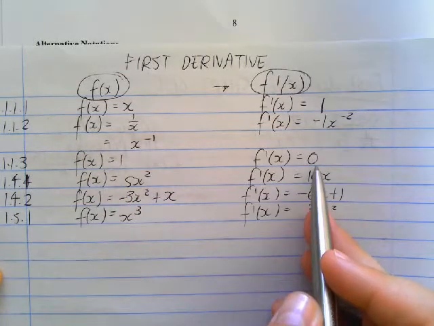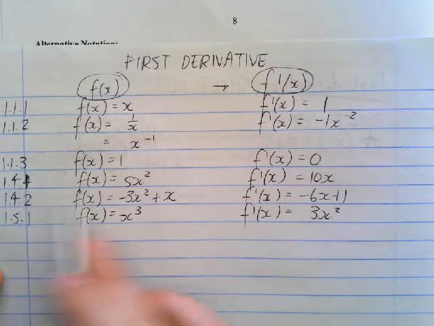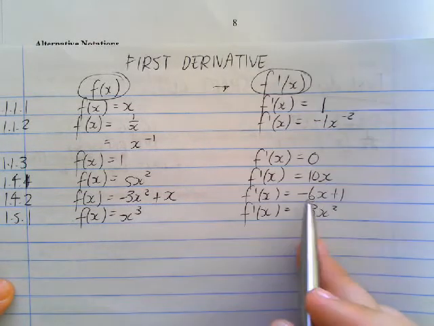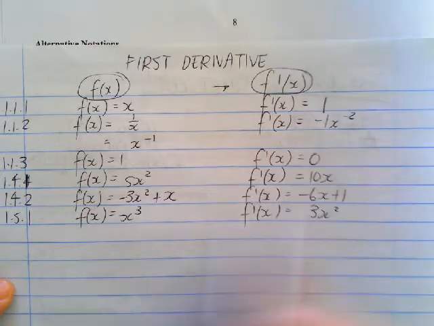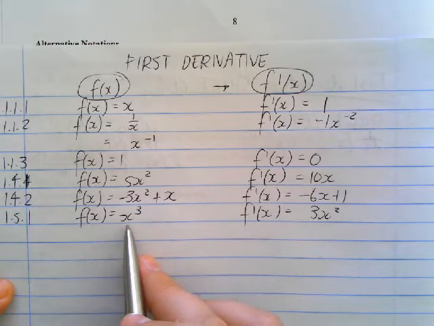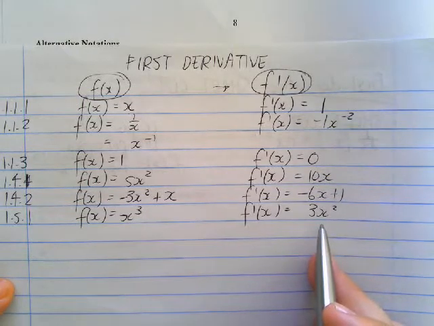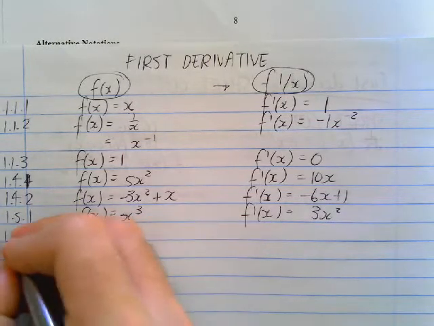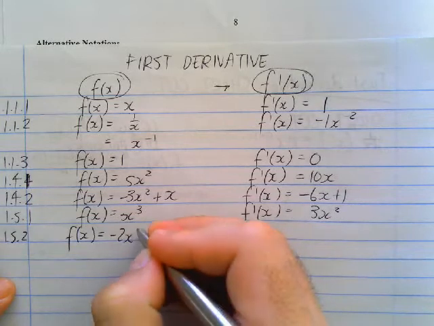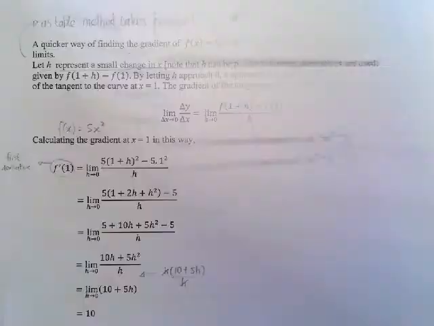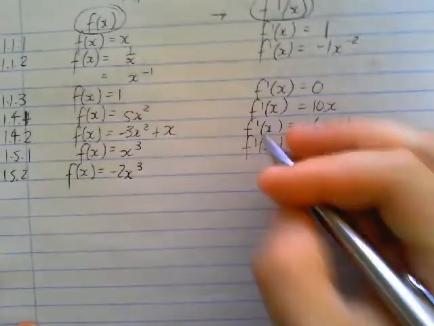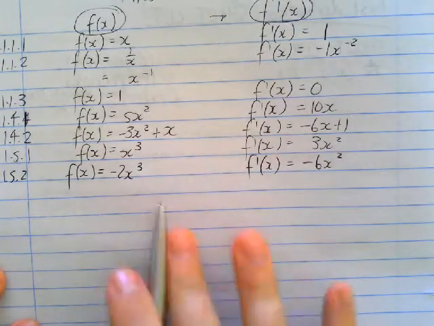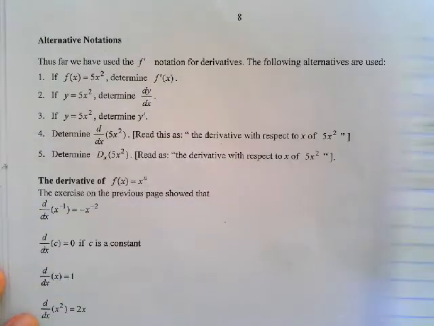In 1.1.3, your graph was 1, your first derivative was 0. In 1.4.1, you had 5x squared, your first derivative was 10x. You had negative 3x squared plus x, your answer for the first derivative was negative 6x plus 1. And your 1.5.1 was x cubed, your answer was 3x squared. I think there was one more, 1.5.2: f(x) is equal to negative 2x cubed, was that the question? Yes. And the first derivative we worked out was negative 6x squared. Okay, just a summary. I'm going to get to why I'm talking about that in a bit.